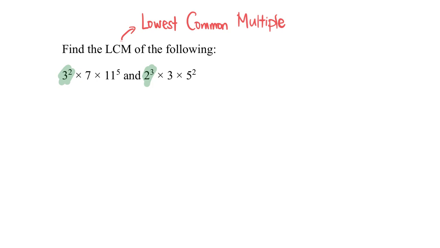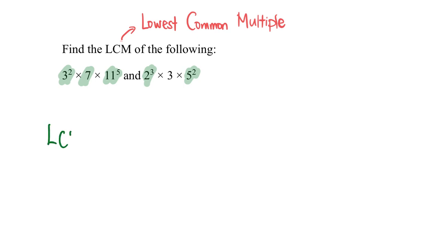The next prime factor will be 5. One number has it, the other doesn't have it. We must select it to ensure that it is a multiple of both numbers. One number has 7, the other doesn't have it, so we still have to select it. Prime factor 11 as well.